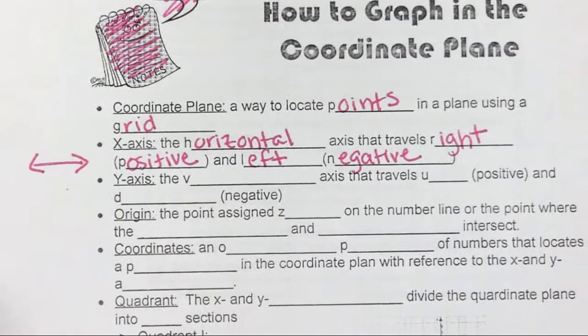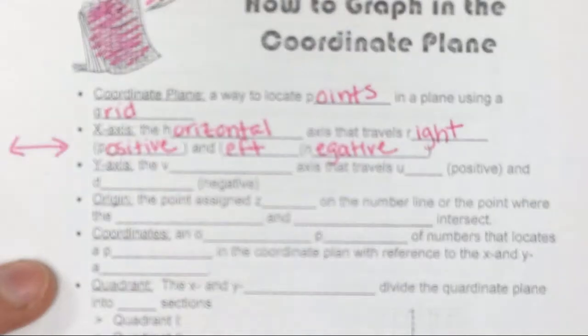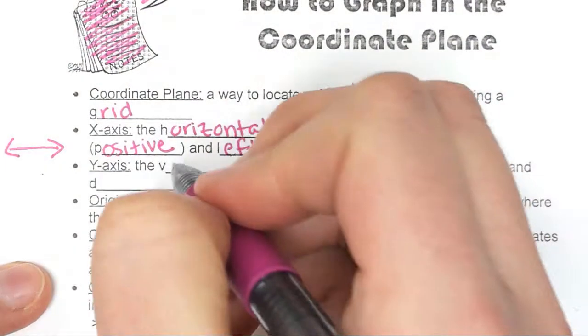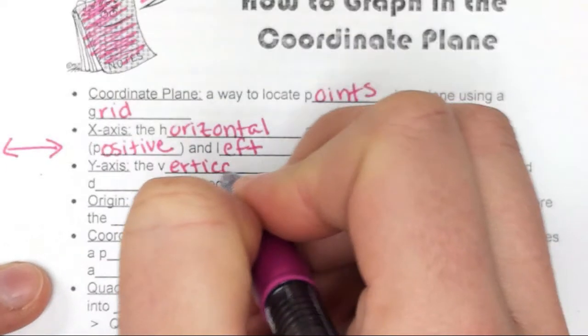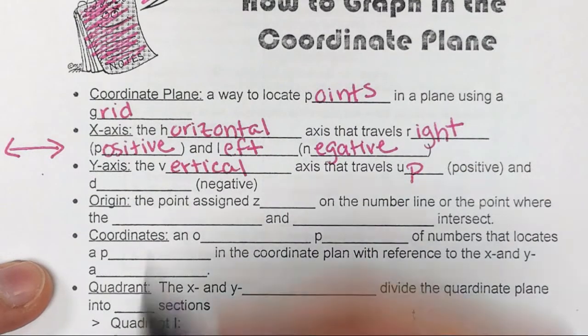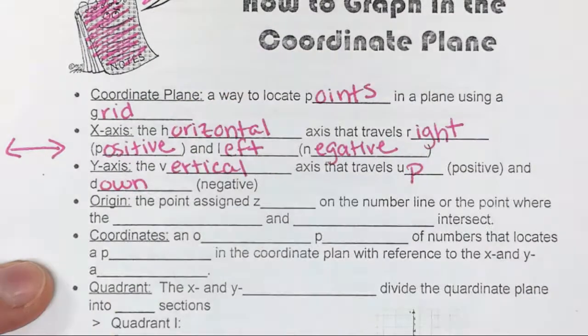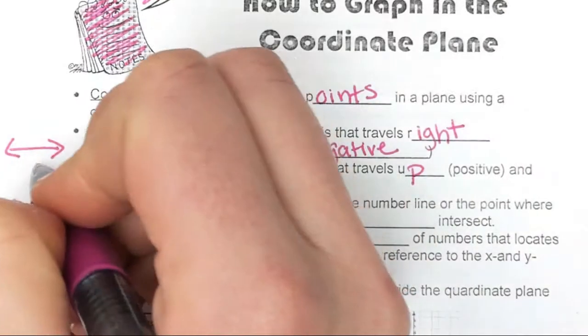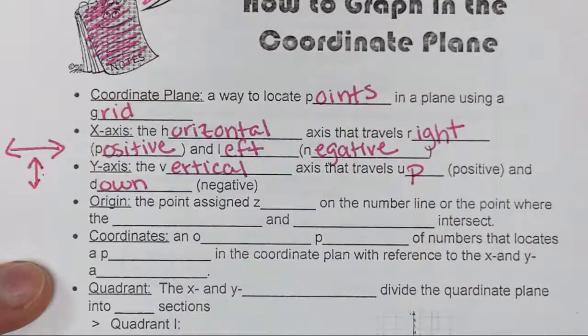Okay. The y-axis, this is the vertical axis, and it travels up, the positive direction, and down, which is the negative direction. So the y-axis travels that way.